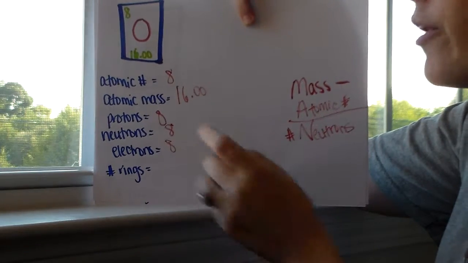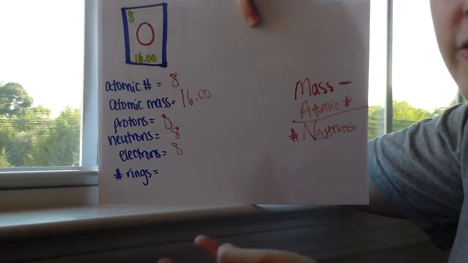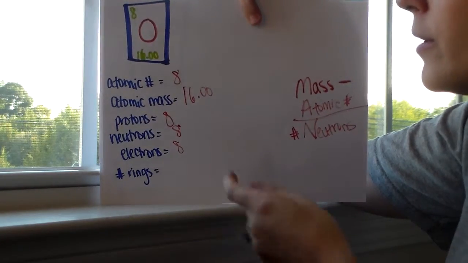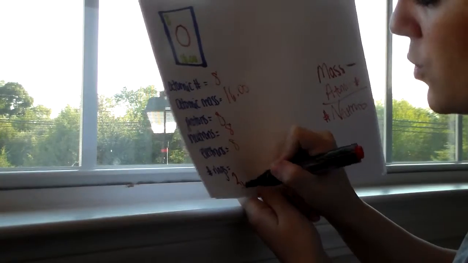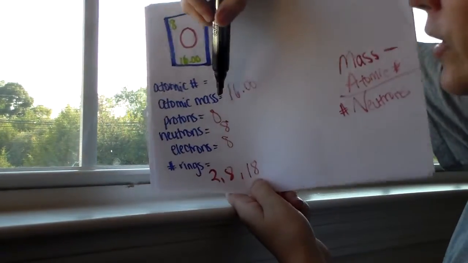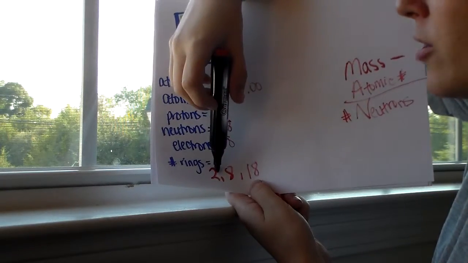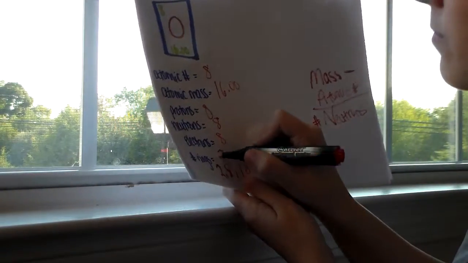To figure out your rings, you're just going to do your math. If you'd rather draw first and then fill it in later, it's completely up to you. I know the rule for your rings is that it's 2, 8, 18. So since oxygen only has 8, 2 is going to go in the first, which leaves 6 more in the second. So I only need 2 rings for oxygen.